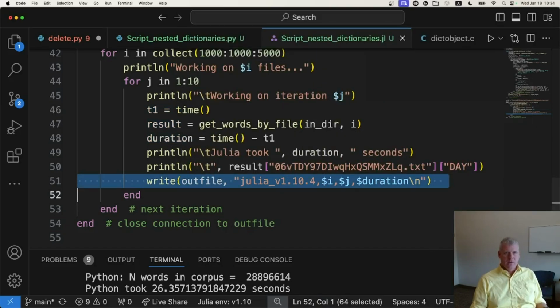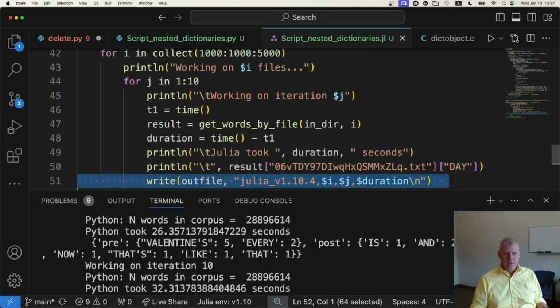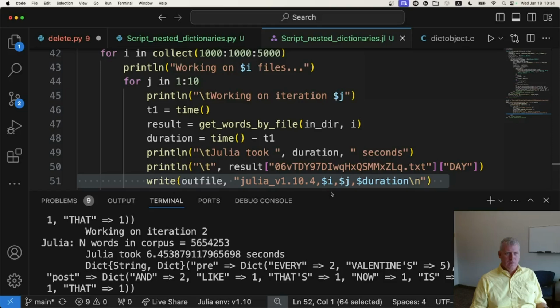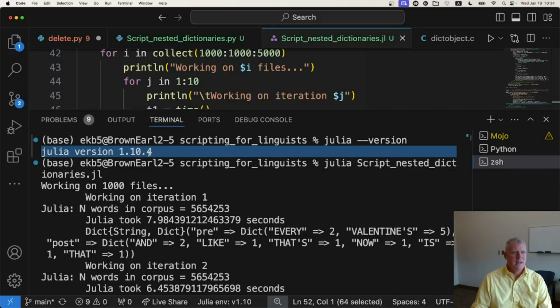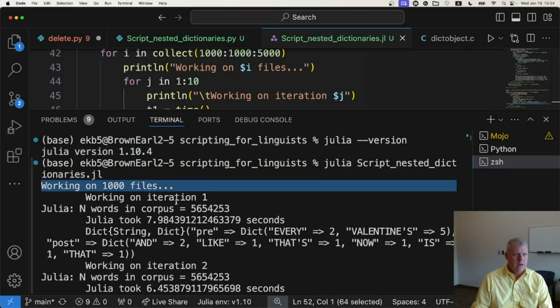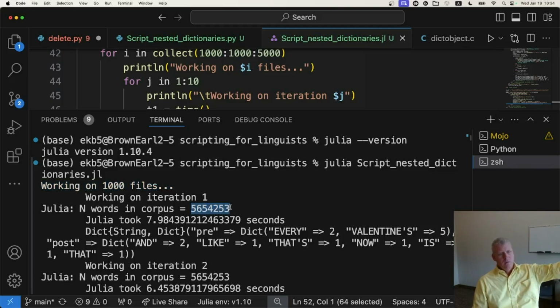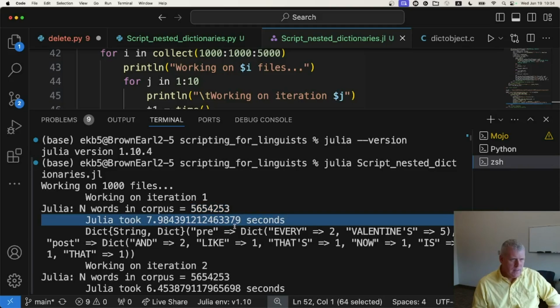And let's take a look real quick at the results in the terminal here. So this is Julia version 1.10.4 I used. And again, here is 1,000 files, same number of words in the corpus we saw in Python when we have 1,000 files that we're dealing with. Okay, we're at almost 8 seconds there compared to like 4 in Python. These results are the same.